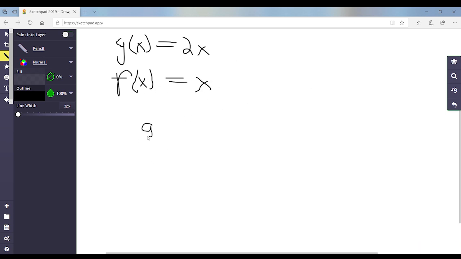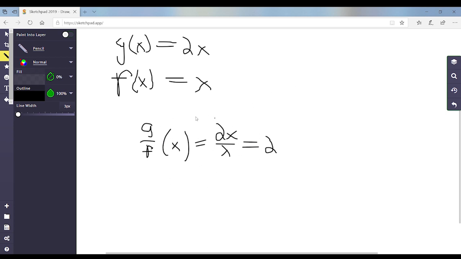So let's say we did g divided by f of x. From last video, we know what this is. It's going to be equal to 2x divided by x, which is just equal to 2. And that's pretty straightforward. We did that last video.